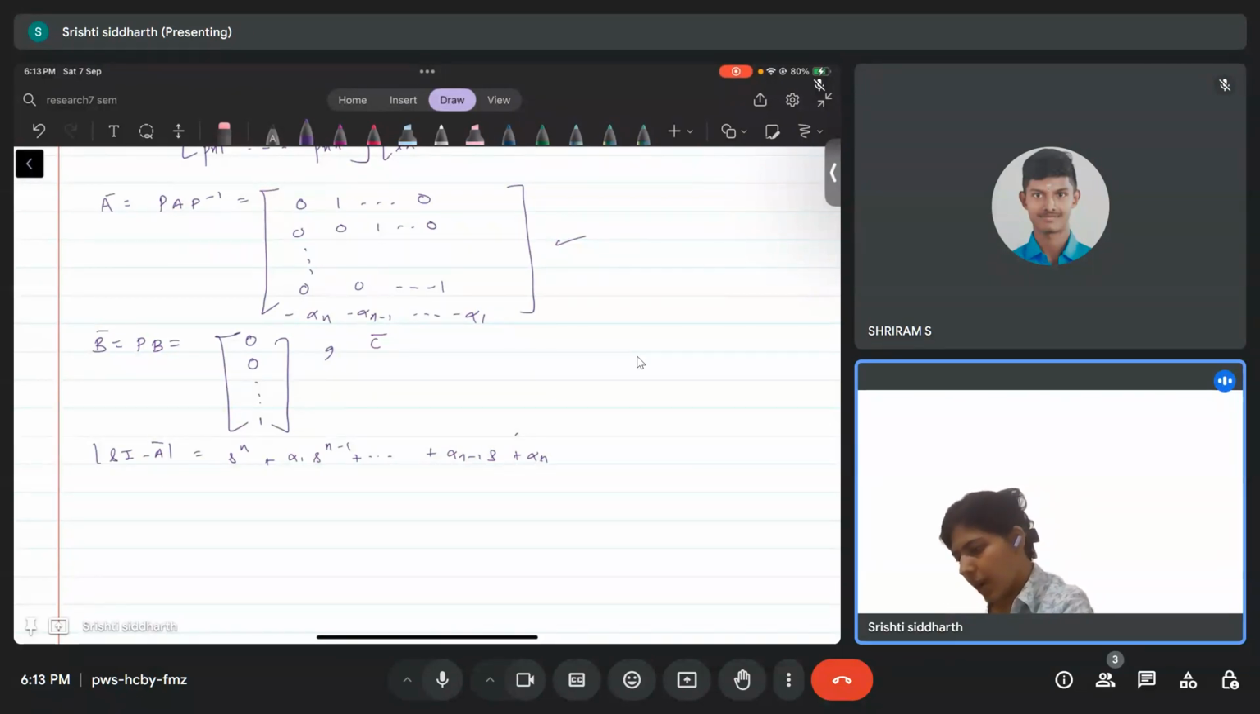So x1 bar is going to be some P11 x1 up to P1n xn. So these are the elements of the first row of P, sorry, P1. So this is P1 times x. So x1 bar dot would be P11 x1 dot up to P1n xn dot. Okay.